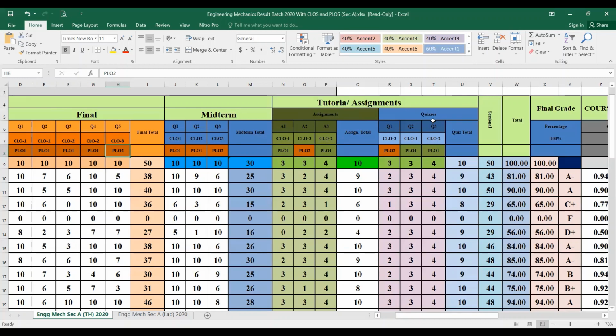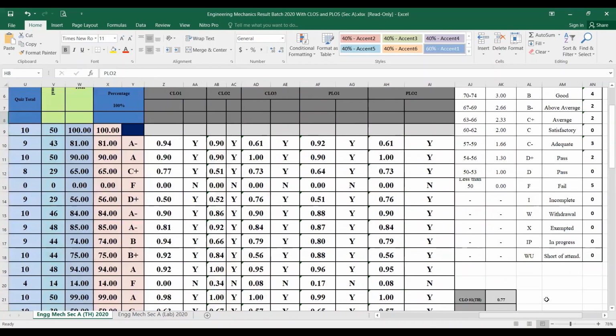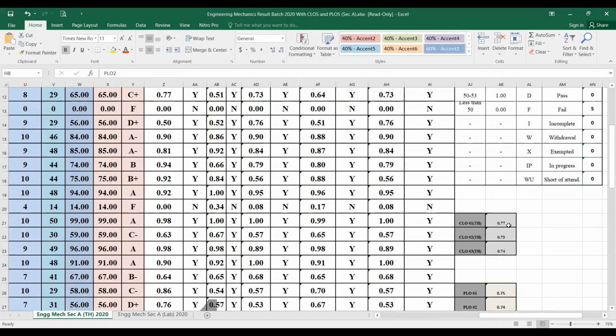Then let's go on to the quizzes. Quiz number 1, quiz number 2, and 3. It is mapped with CLO3, CLO1, CLO2, and it is mapped with PLO2, PLO1, and PLO1. Okay, this is the quiz total, and this is the assignment total. And one thing I want to make clear: if your total average CLO attainment is less than 0.5, or you can say less than 50%.